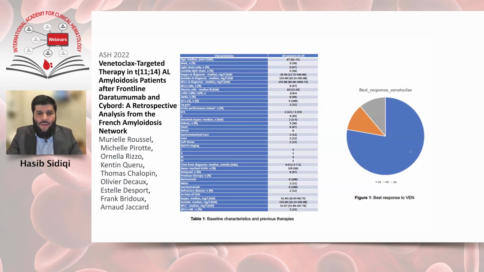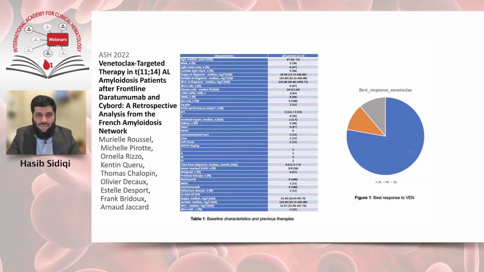The French group have published some data looking at venetoclax in a very small cohort of 9 patients who were treated with upfront daratumumab in combination with CyBorD. So this is a problem that we are likely to see increasingly now that daratumumab in combination with bortezomib is really the standard upfront therapy. Really, the question is going to be, what do we do next when these patients relapse?